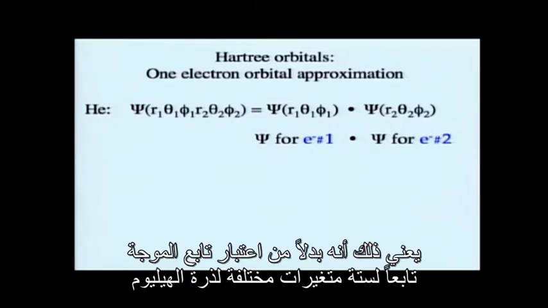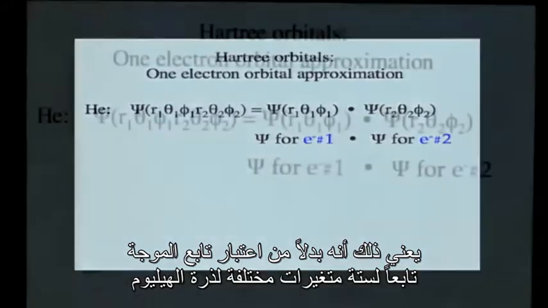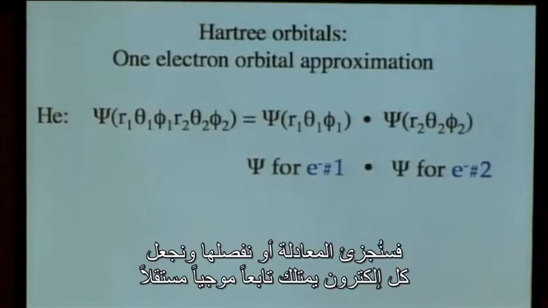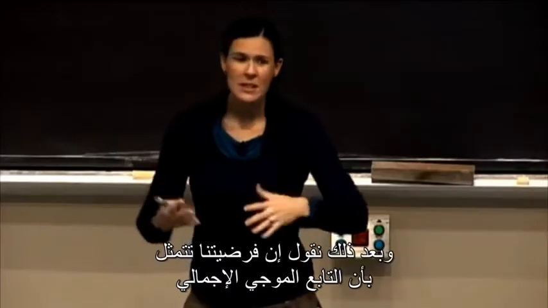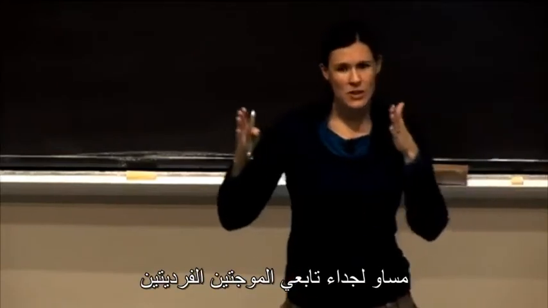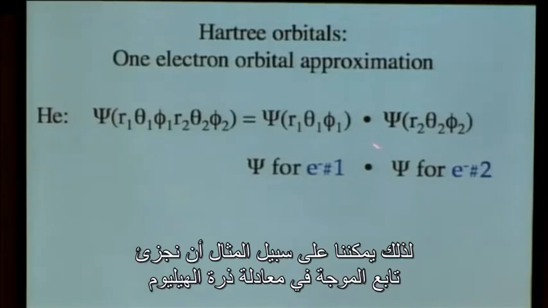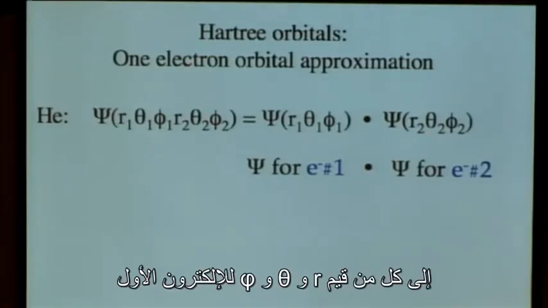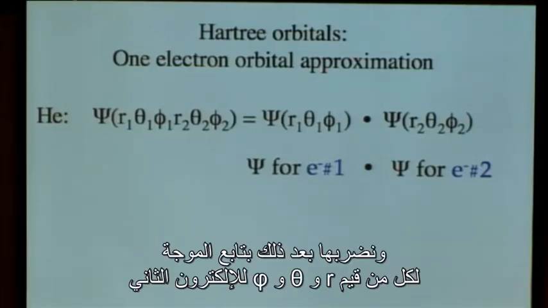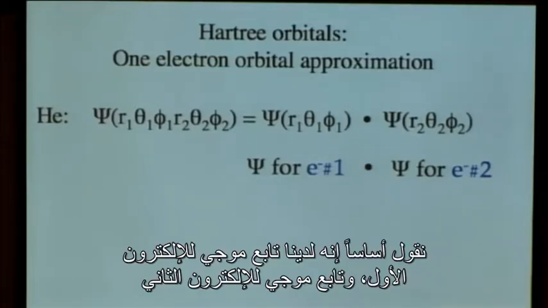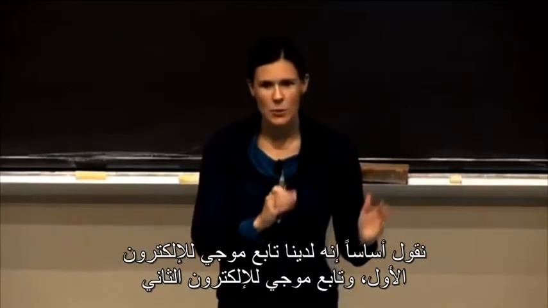What this means is that instead of considering the wave function as a function, for example for helium, of 6 different variables, we break it up and treat each electron as a separate wave function, and say that our assumption is that the total wave function is equal to the product of the 2 individual wave functions. So for helium, we can break it up into a wave function for the r, theta, and phi value for electron 1, and multiply that by the wave function for the r, theta, and phi value for electron number 2.